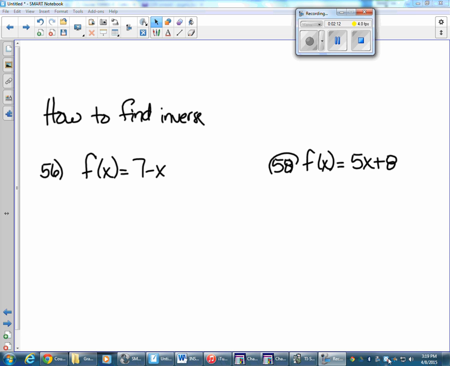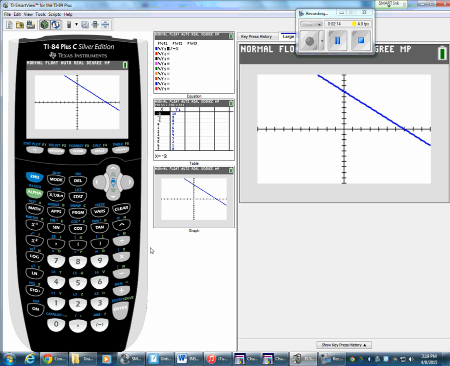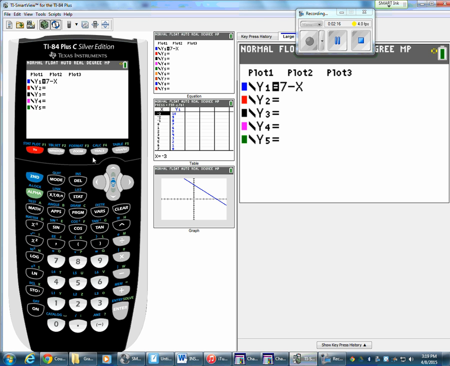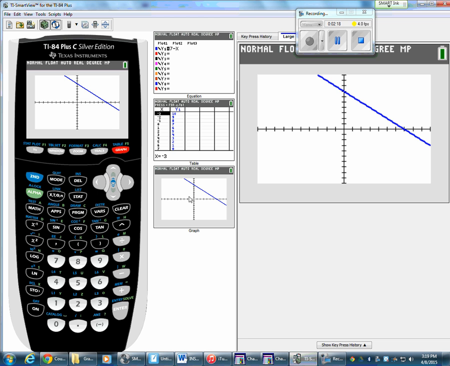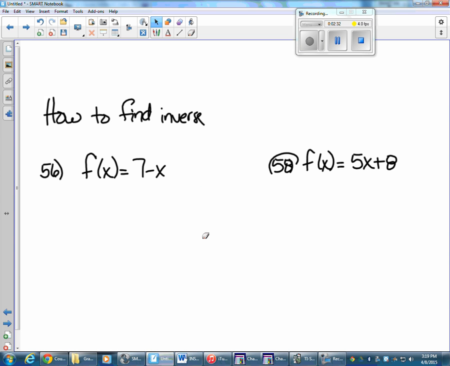So the very first one, f of x equals 7 minus x, that's problem 56. If I graph f of x equals 7 minus x, here's what the graph looks like. It's a function. I know that because it's written as f of x. So what I want to see is, is it one-to-one? And it is. No matter where I were to draw a horizontal line, it would only cross this graph once. So this particular problem is a one-to-one function. So now I'm going to find the inverse.